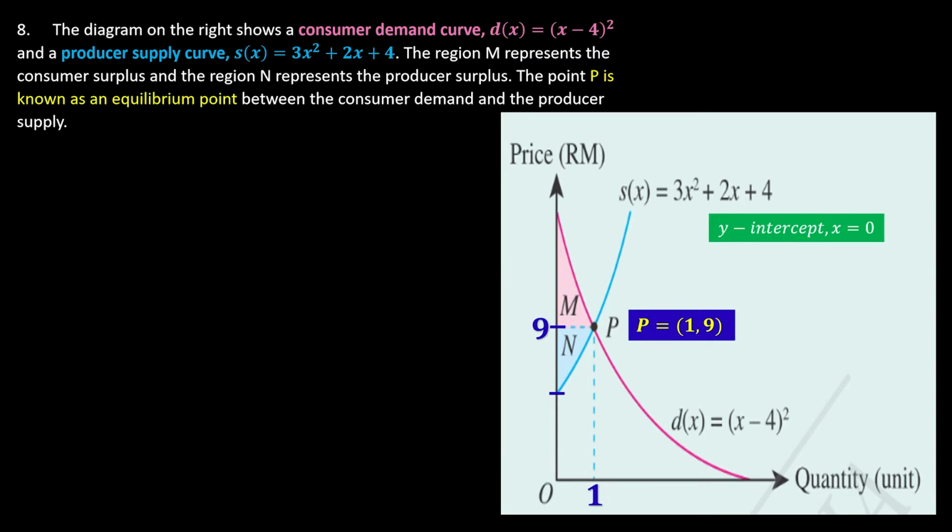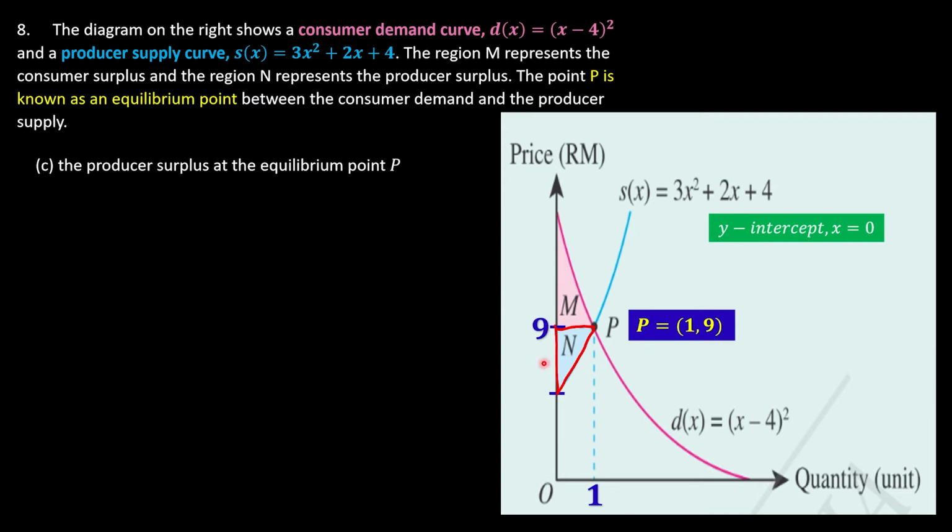Next, we're going to look at question C. They say the producer surplus at the equilibrium point P. The producer surplus is represented by the N color region. So this one, can you see that? Only this part is the one we want to find. Can you see that the N color region is eventually inside the rectangle?